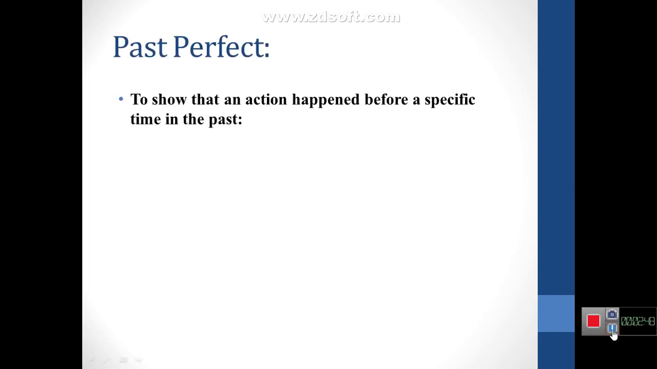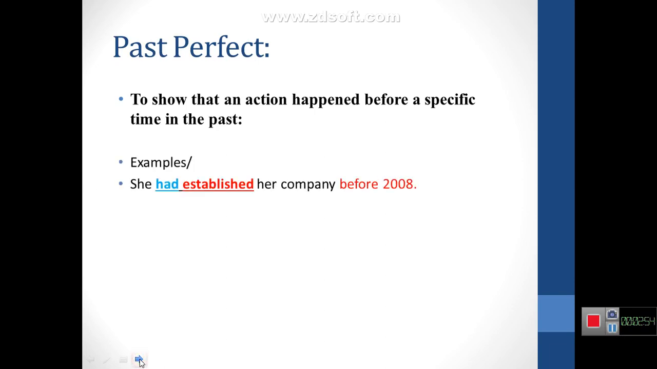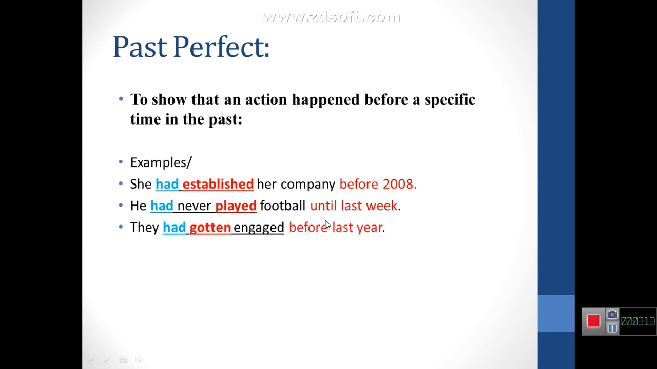For example, she had established her company before 2008. Can you see? Before 2008, specific time. She had established. The second one, he had never played football until last week, specific time. They had gotten engaged before last year. I had fallen asleep before 8 o'clock.